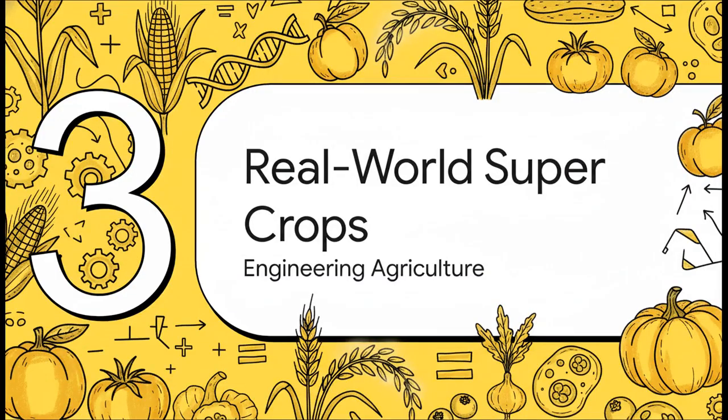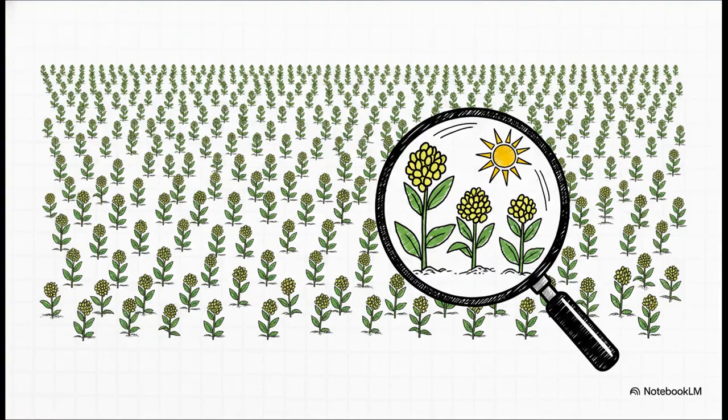All right, on to section 3, real-world supercrops and engineering agriculture. Let's take all this abstract math and apply it to something incredibly tangible. Plant breeders rely heavily on these exact dihybrid and multihybrid crosses to develop supercrops. By hunting through thousands of F2 generation plants, they're looking for that one perfect, statistically rare genetic combination. For instance, finding a single crop that has independently inherited both high grain yield and extreme drought resistance. It's like finding a needle in a genetic haystack.